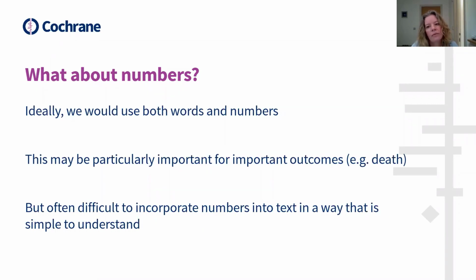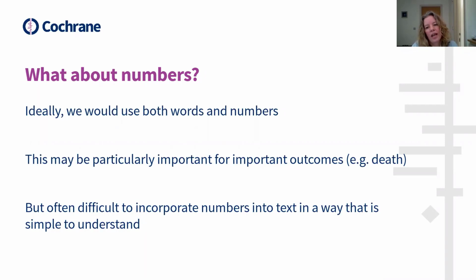So ideally, we'd like to use both words and numbers, and this may be particularly important for outcomes that are really important to people. So for instance, if one of the outcomes we just looked at was death, then reporting the numbers would be really useful and informative. So I'd say probably the more important the outcome, the more important it may be for people to see the numbers so that they can make their own judgments about the result.